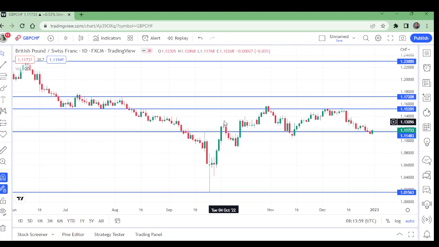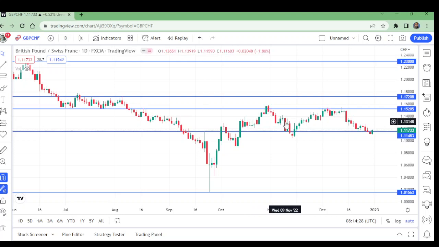After breaking this resistance, after breaking this high, the market came down and retested this support. After retesting this support, this was the second resistance. After this retest of the support, the market went upward and broke this support. The second support is already broken.